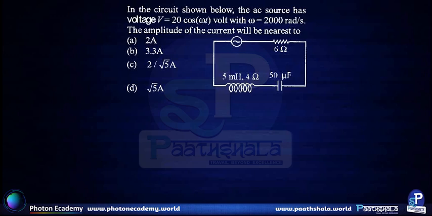In the circuit shown below, the AC source has a voltage V equal to 20 cos omega t volts, with omega equal to 2000 radians per second. The amplitude of the current will be nearest to which of the following options?